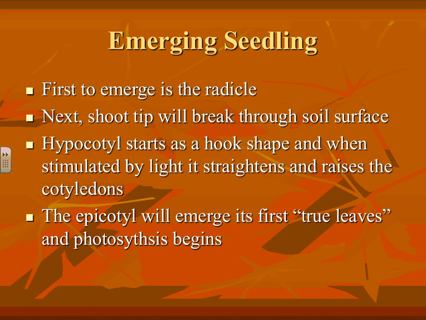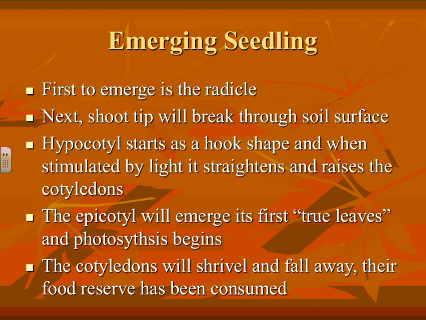The epicotyl will emerge as its first true leaves, and that's when photosynthesis can begin. And the cotyledons will then shrivel and fall off, because their food reserve has been consumed and they have no more function in that seedling, because now that it has the true leaves, photosynthesis will continue to nourish it.